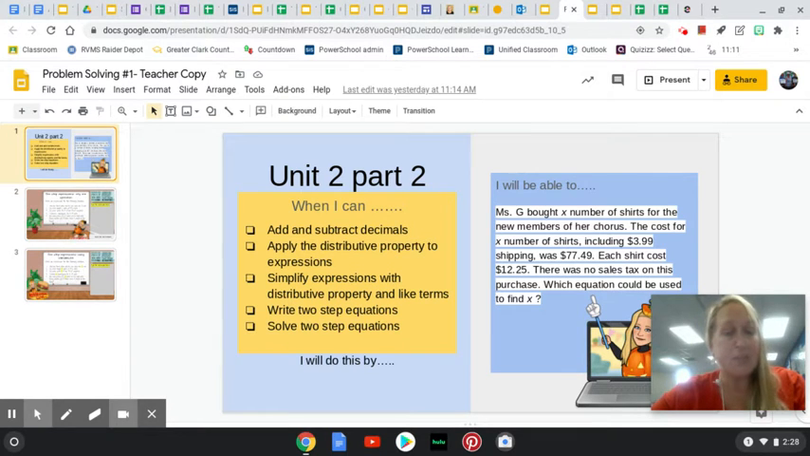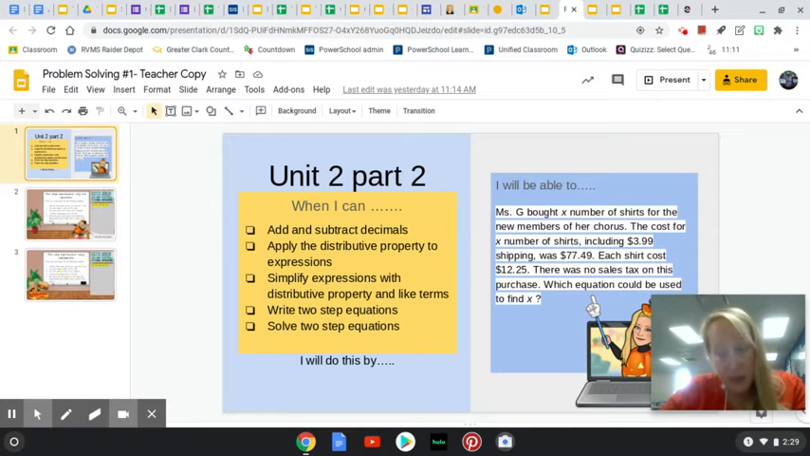So the difference between an expression and an equation is that an expression doesn't have an equal sign. So it's an expression of how something happened. And we'll go into that on the next page. But an equation has an equal sign, and you will be able to actually solve. Okay? So that is our goal for Unit 2, to be able to do all of these things and then solve a problem like this.